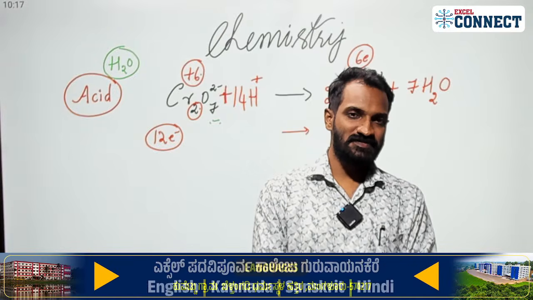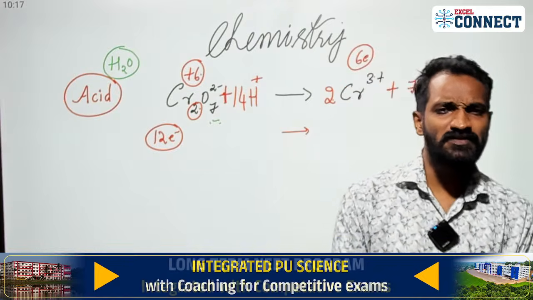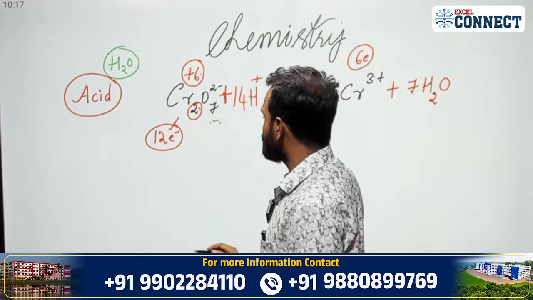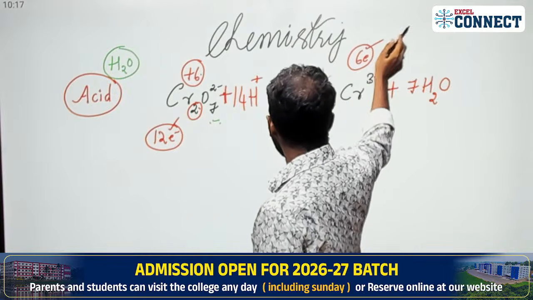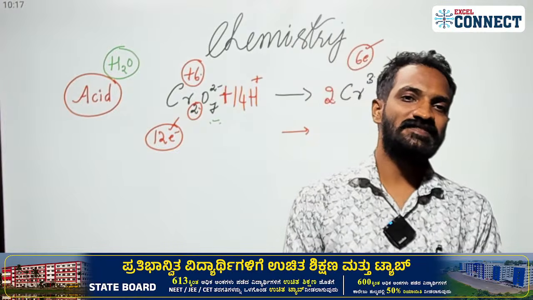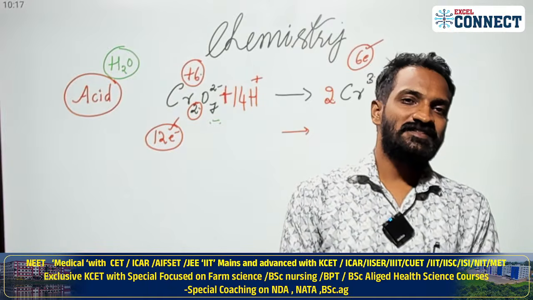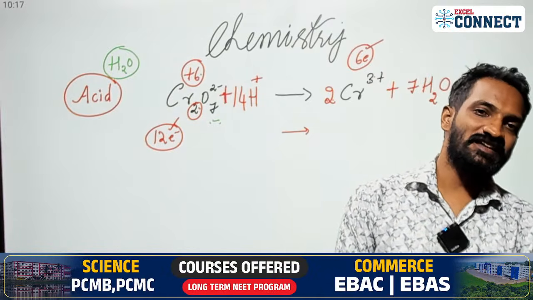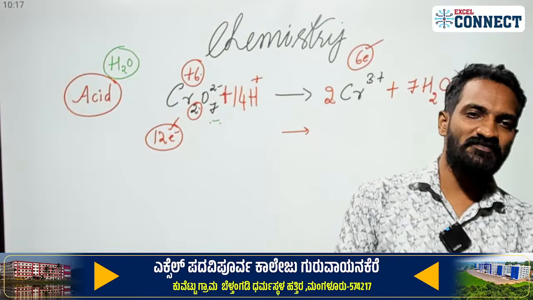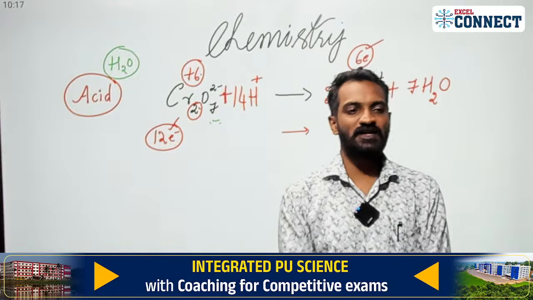How to balance? Multiply 2 for both the chromium atoms. Why should I multiply with the chromium atom? If I multiply here 2 into 6, their requirement is 6. Already I mentioned. Here 2 into 3, their requirement is 6. Why should I multiply? Varshit. Sir, give 6 electrons to another 6 electrons. My dear, I am not giving another electron. Where should I give electrons? That's the question. How many electrons must I give?